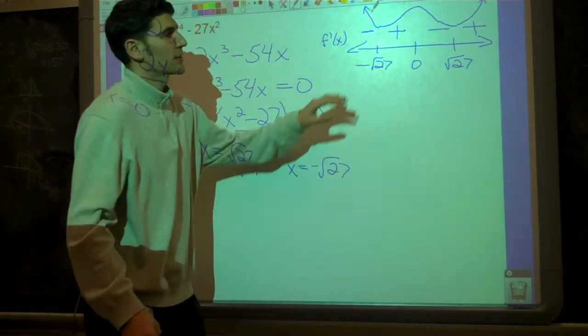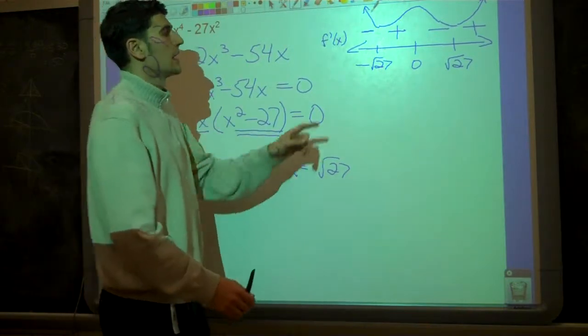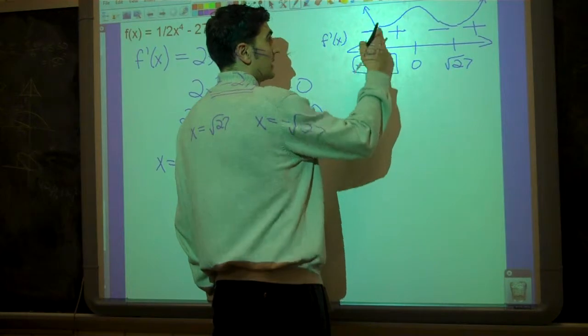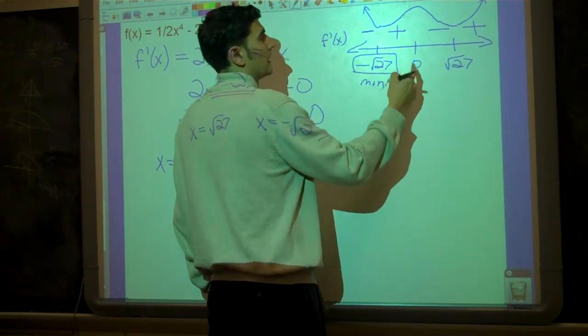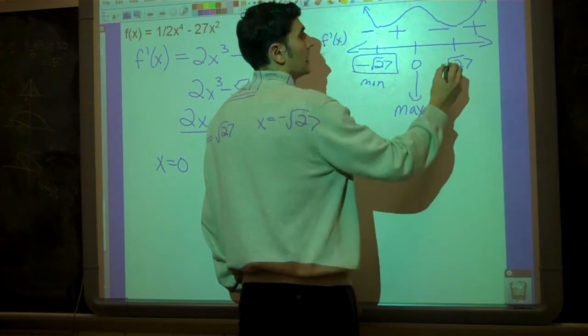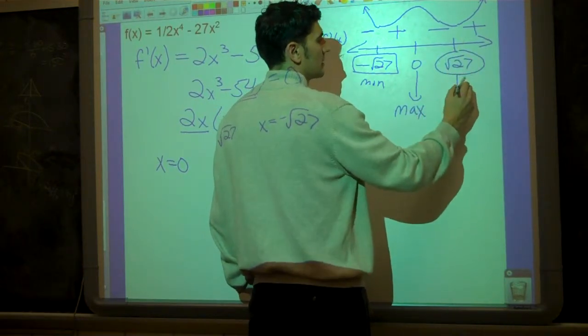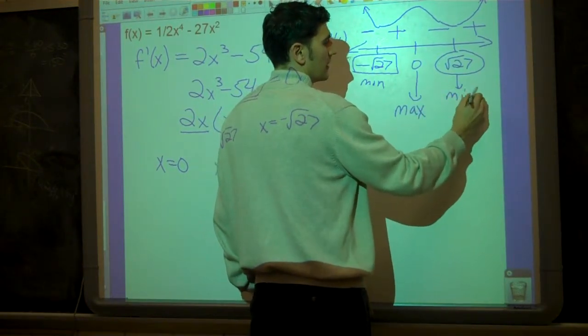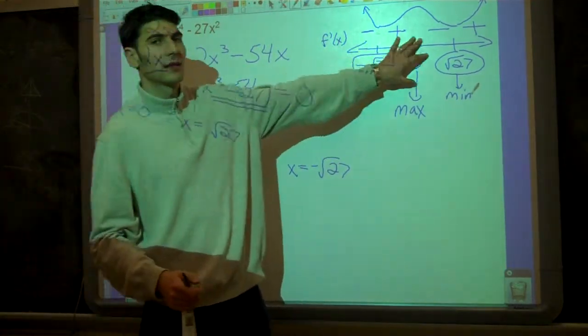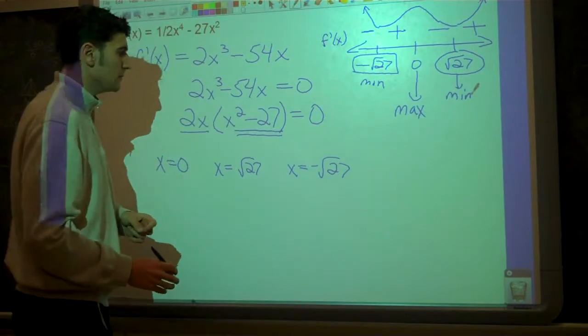So a very, very rough sketch would look something like this. It tells me that this x value here is a minimum, that 0 is a maximum, and that this is also a minimum. So I have classified the 3 critical values by using the first derivative test.